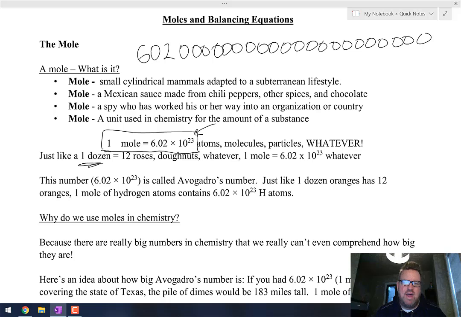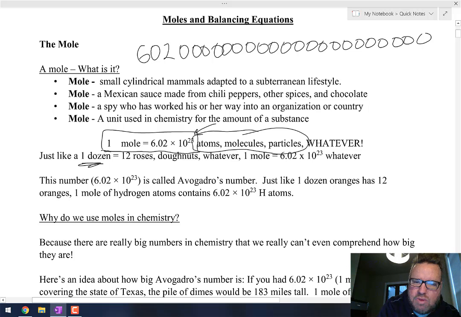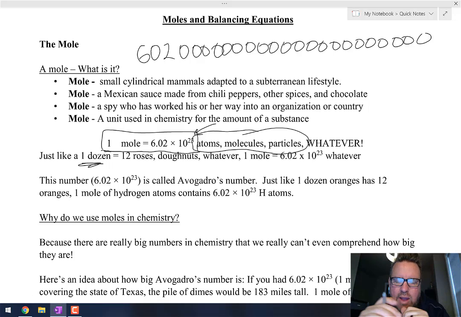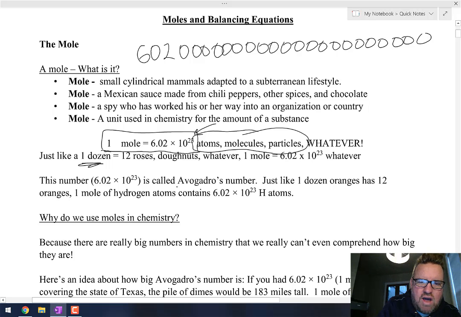Again, it doesn't matter what it is. Now, usually the terms we use in chemistry are atoms or molecules or particles. How many water molecules are in a container, a cup of water, things like that. And we're going to do some calculations with it here in just a minute. So this number, 6.02 times 10 to the 23rd, is called Avogadro's number.